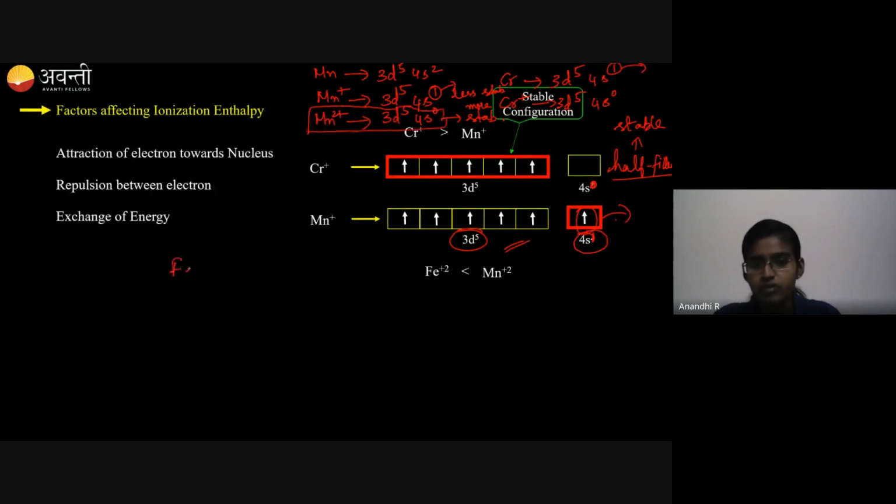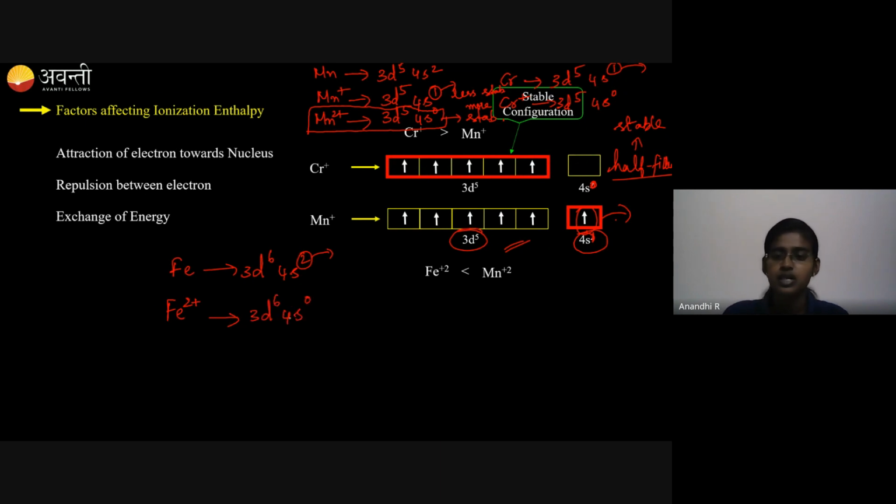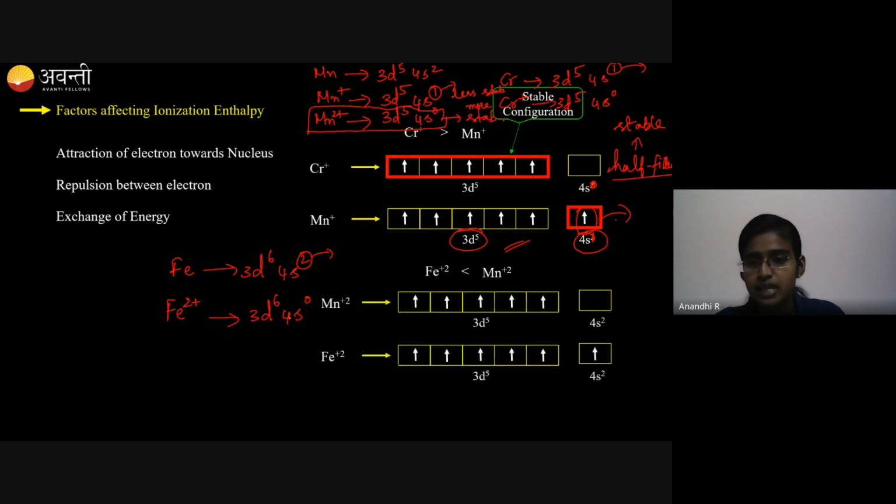In the case of Fe2 plus, how do we get Fe2 plus? What is the configuration of Fe? It is 3d6 and 4s2, right? And Fe2 plus will be formed by the removal of these two electrons. So we have 3d6 and 4s0. So you see, 3d6 means it is partially filled, no?